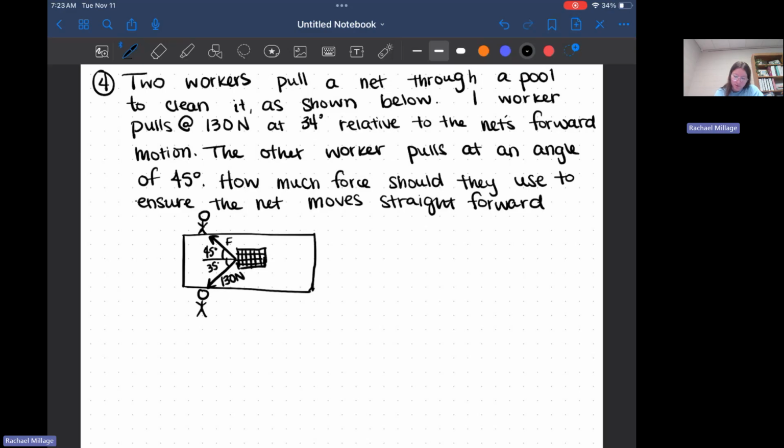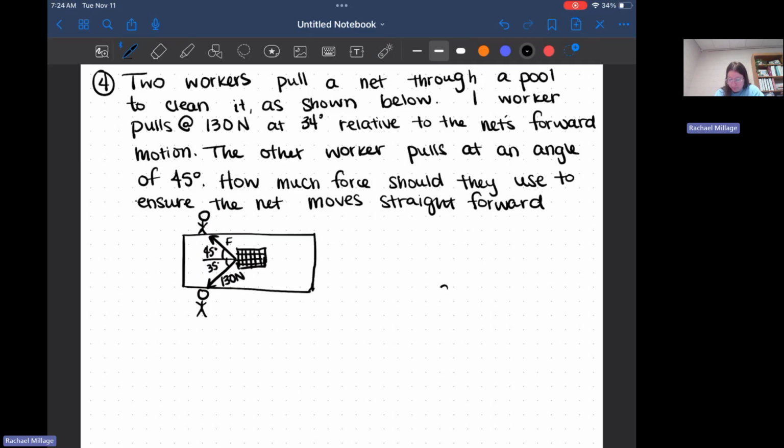So 2 workers pull a net through a pole to clean it as shown below. One worker pulls 130 newtons at 34 degrees relative to the net's forward motion. That's this guy, 130 newtons. And we have 35 degrees here. The other worker pulls at an angle of 45 degrees. How much force should this worker, they, use to ensure the net moves straight forward?